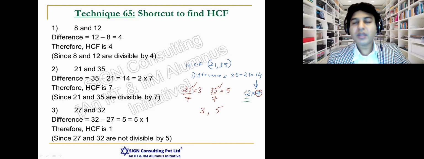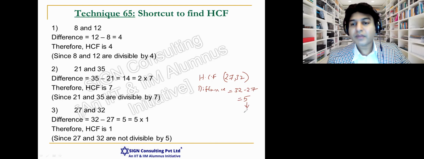Now let us look at the third problem. In the third problem, I have to find the HCF of 27 and 32. Now what should I do? My first step is to find the difference. So the difference of 32 minus 27 gives me 5. So 5 again, I can express as 5 into 1 or 1 into 5, which gives me 5.